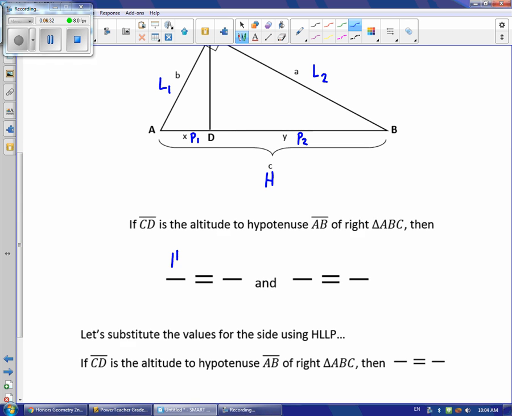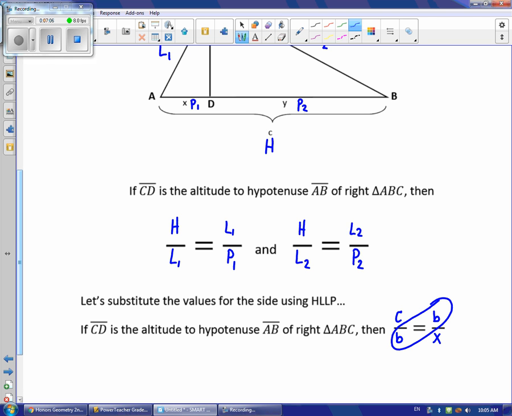Okay, so our two proportions, we have HELP with leg 1 and part 1, and we have HELP with leg 2 and part 2. And if we want to plug in some values, I'm going to use leg 1 and part 1. So my altitude, C, with leg 1, B, and part 1, X. And notice your legs are the geometric mean of your proportion. Now, when you set up your proportion, and this is for all of these, if your geometric means are not the same, then you've substituted in something incorrectly. So make sure you check that before you start.